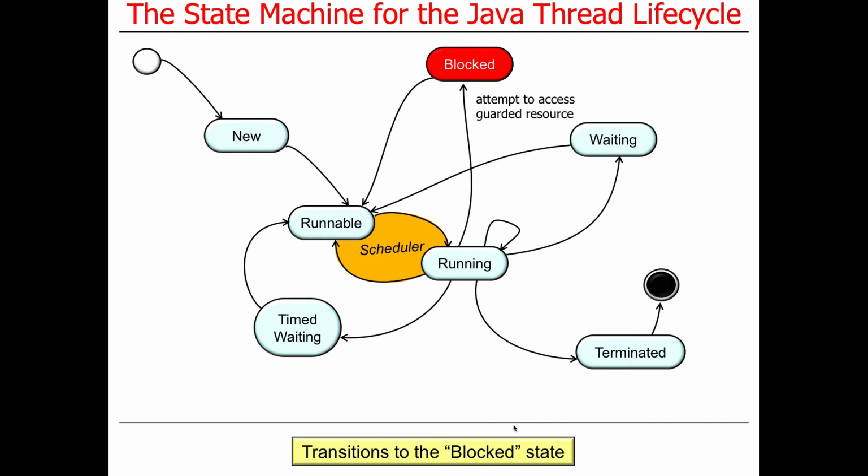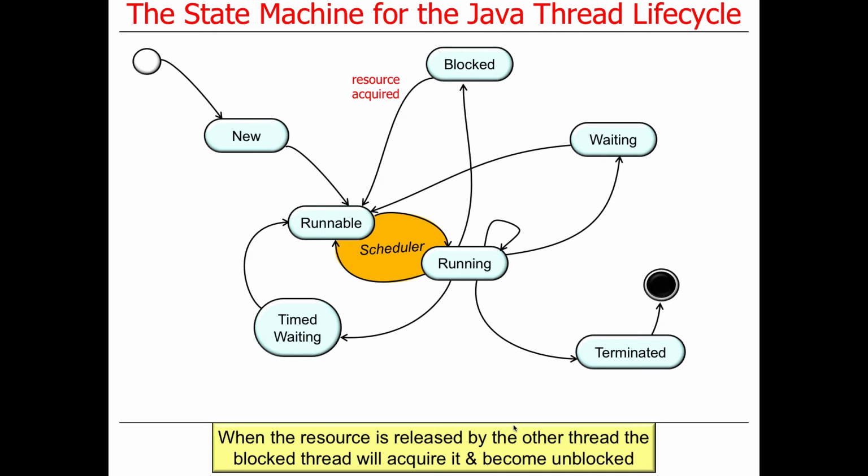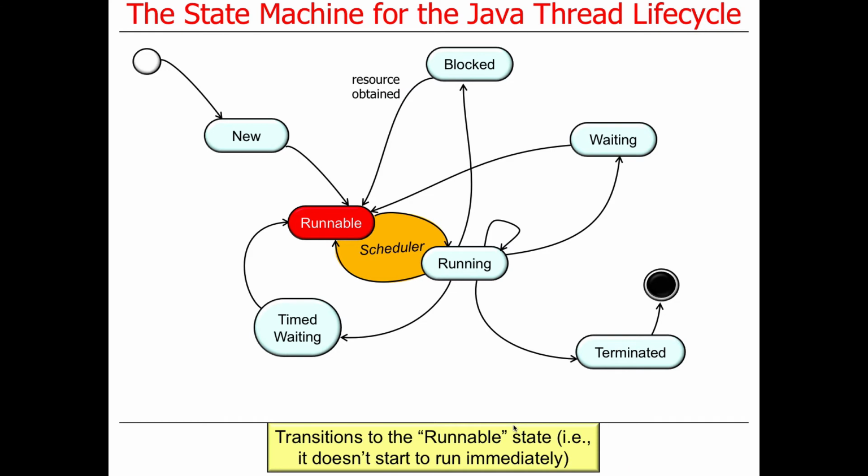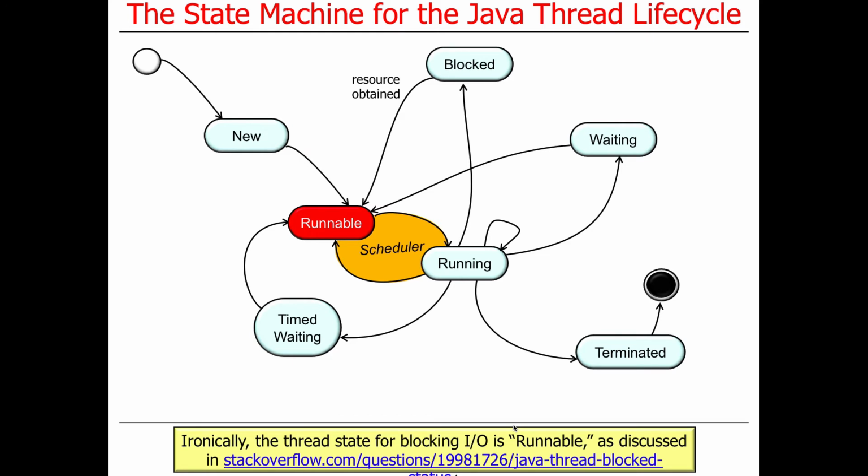So obviously when it's in the blocked state, it's not running either. So it could be blocked waiting to get the intrinsic monitor lock. At some point, it'll be its turn. The resource is acquired because a different thread released it. Once again, we transition into the runnable state. It doesn't start to run right away. At some point later, the scheduler will pick us to get a chance to run. And then we're going to go run again.